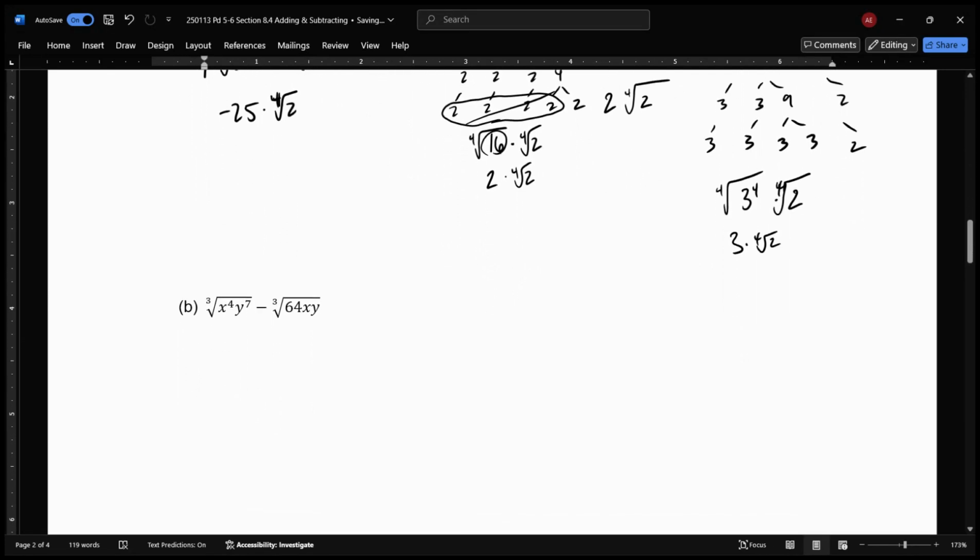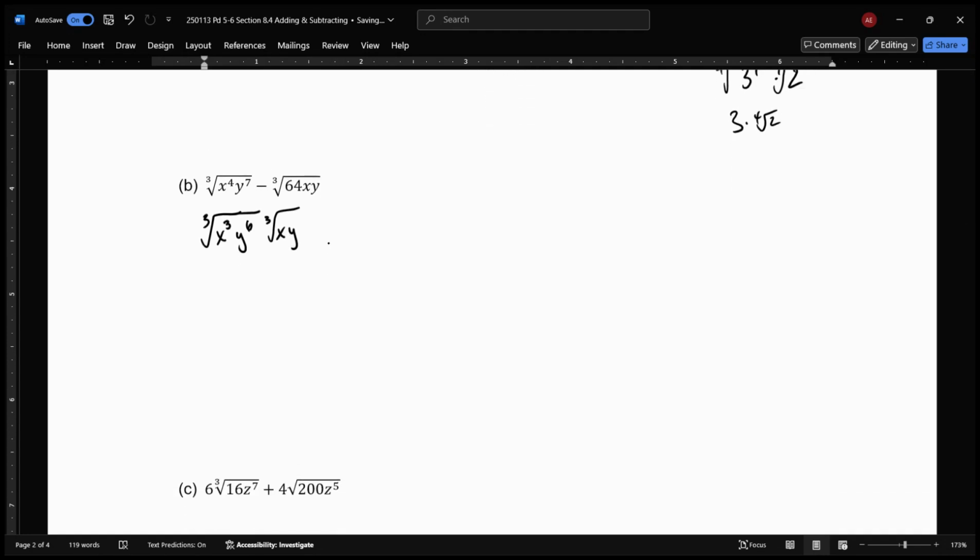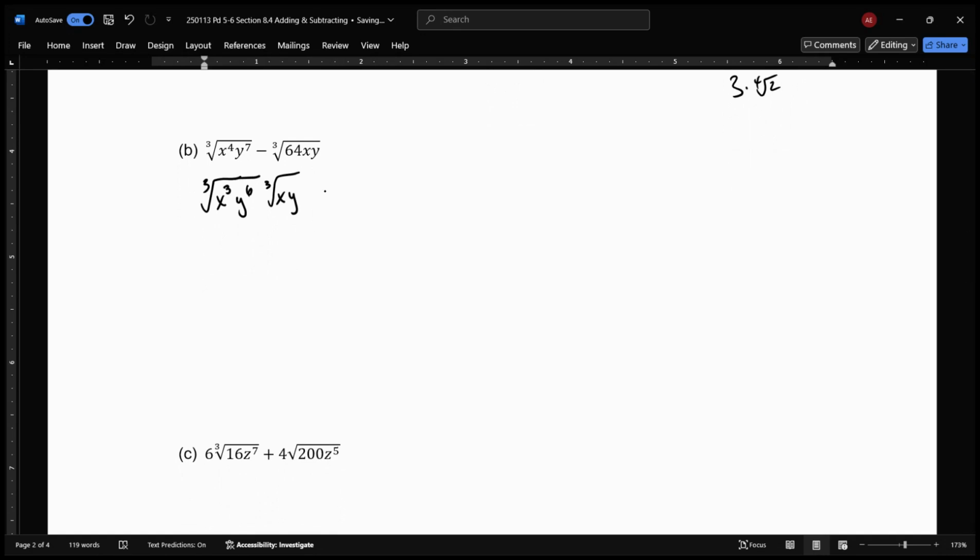I will try to go faster here. Breaking this down, my x's, I know I can do x cubed, and I'll have 1 left over. I know I can do counting by 3's, 3, 6, maybe a single y left over. I don't know, that's a shorthand way of doing it, I suppose. 64, I do know that that is 4 to the 3rd power.